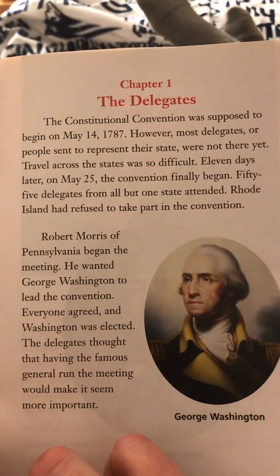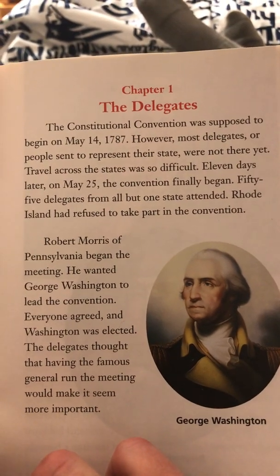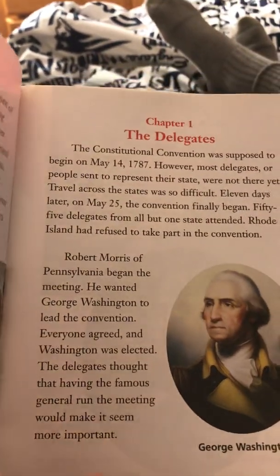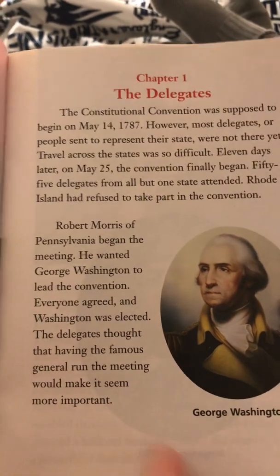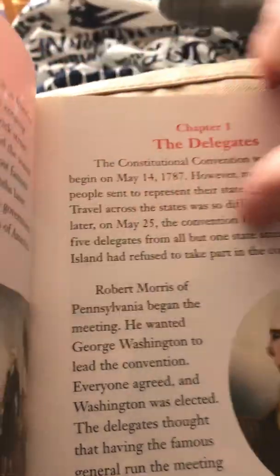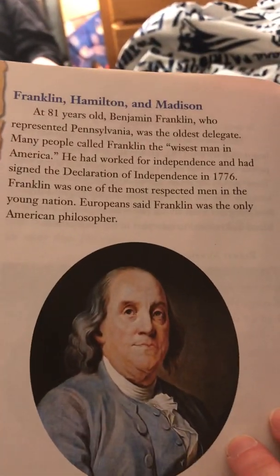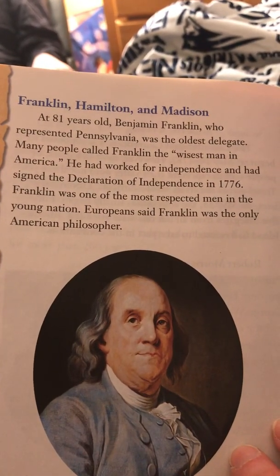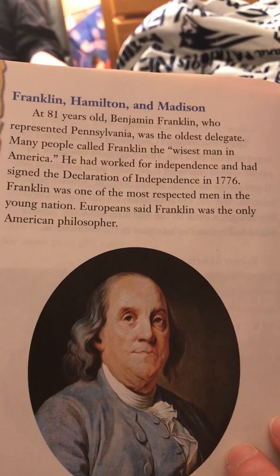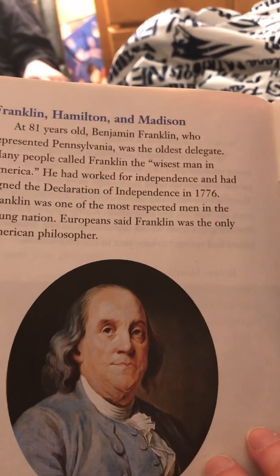Robert Morris of Pennsylvania began the meeting. He wanted George Washington to lead the convention. Everyone agreed, and Washington was elected. The delegates thought that having the famous general run the meeting would make it seem more important. Franklin, Hamilton, and Madison. At 81 years old, Benjamin Franklin, who represented Pennsylvania, was the oldest delegate.